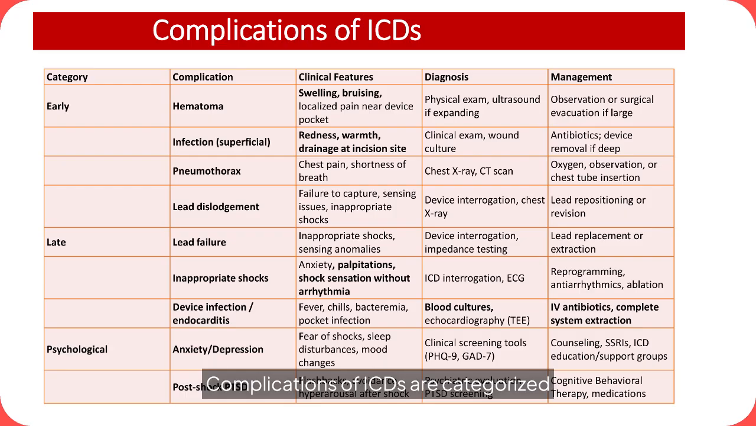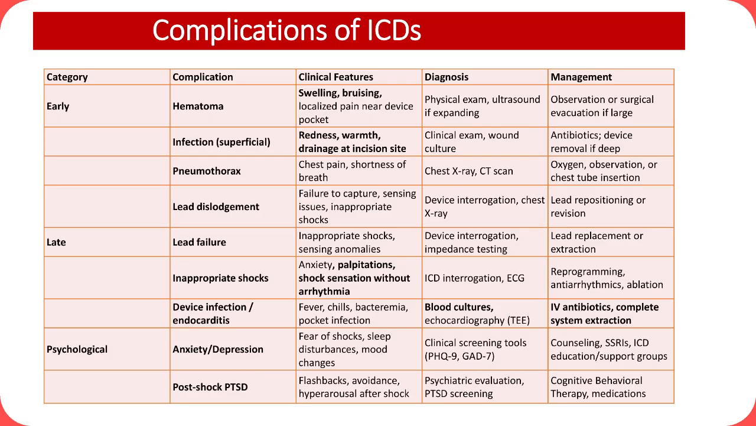This table looks at complications of ICDs in detail. Early complications include hematoma, presenting as localized swelling or pain, and managed conservatively or surgically. Superficial infections, indicated by warmth or drainage, are treated with antibiotics, or device removal if deeper. Pneumothorax, presenting with chest pain and shortness of breath, is managed with observation or chest tube. Lead dislodgement is detected through device interrogation and imaging, and requires repositioning.